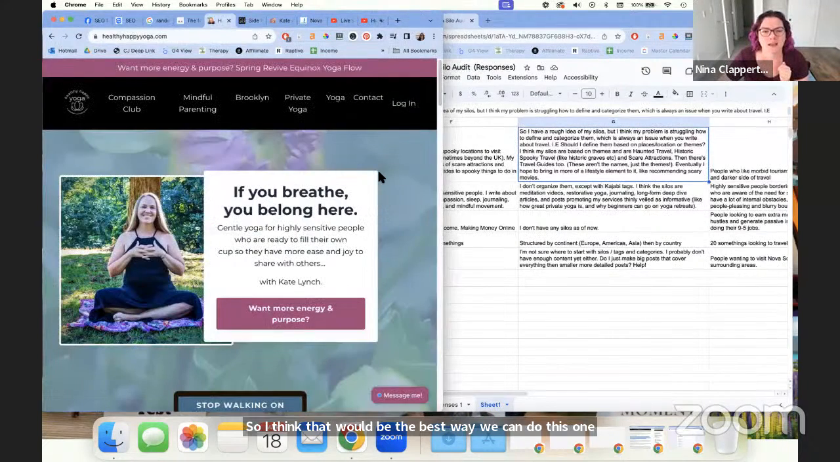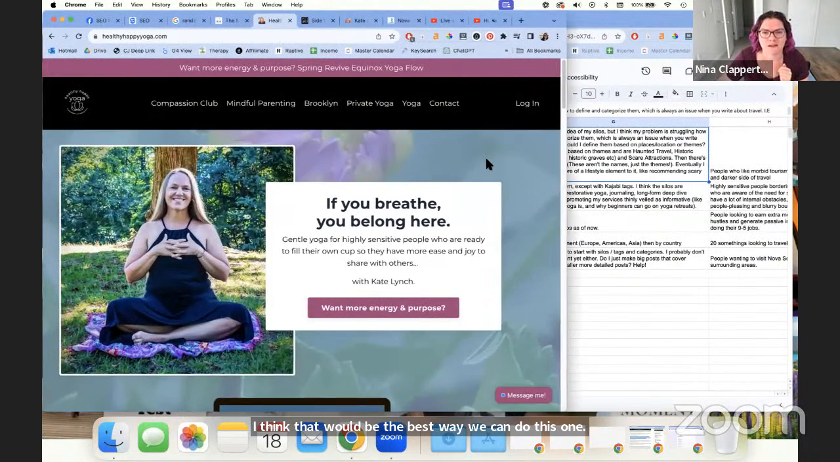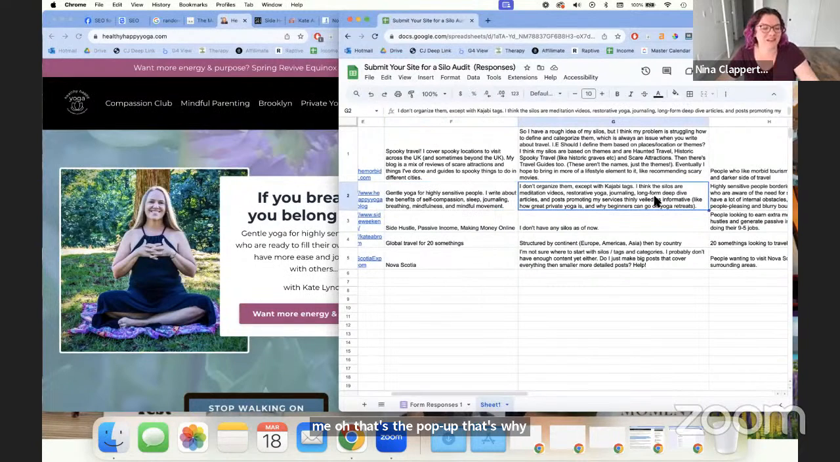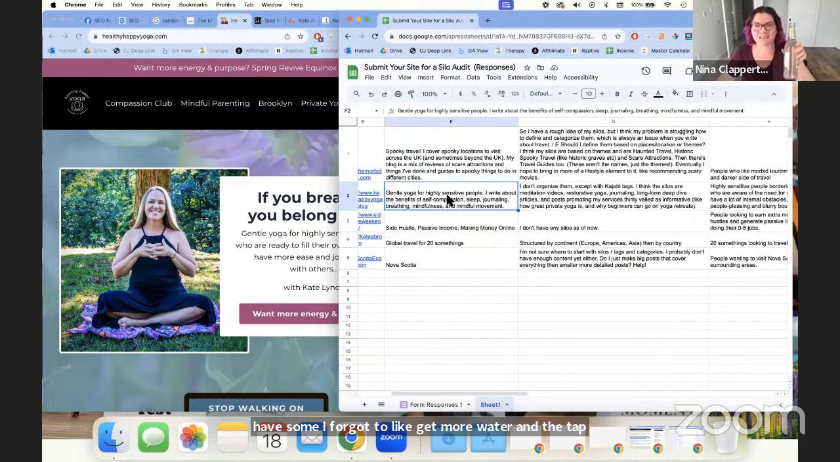Okay, I'm gonna keep, oh, something's happening there. Oh, that's the pop-up, that's why. Oh no. Okay, so we're gonna do the second one now. I forgot to get more water, and the tap water here is gross. So I'm gonna be drinking this giant thing of ginger beer.